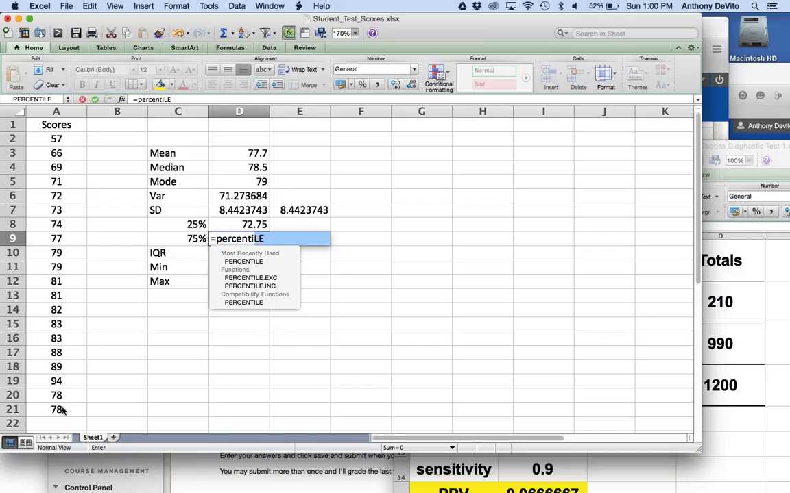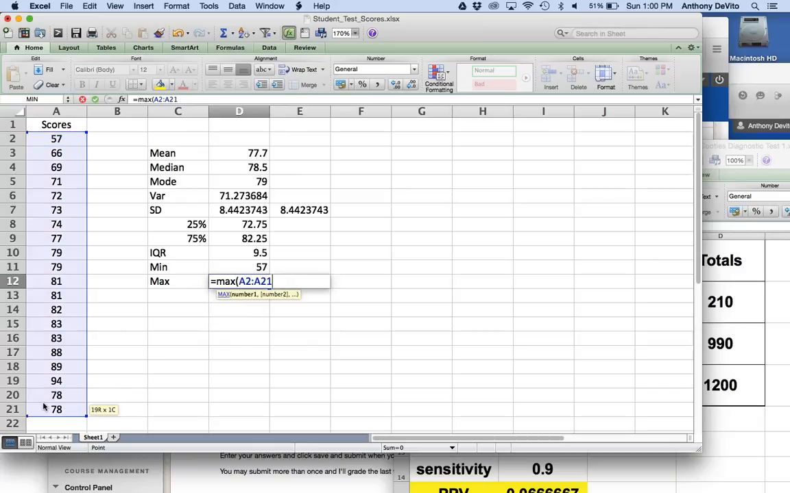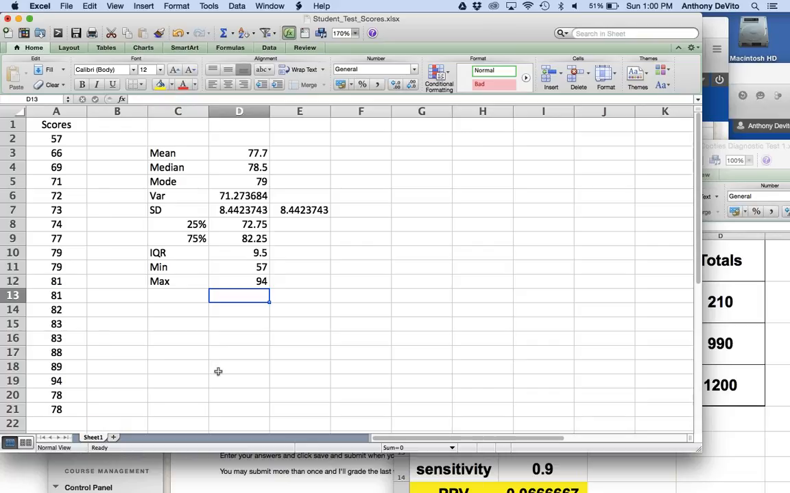Okay, and the 75th percentile is going to be the same deal. Percentile. Okay, and I'm going to give the array, comma, 0.75. Okay, and the interquartile range is going to be the difference between these two, that minus that. And the minimum, we have a function for minimum. And we have a function for max. See how quickly you can go through this stuff? Once you get comfortable with SPSS and Excel, this stuff will just fly for you. And that's really the thing that you need. You need some practice working with this stuff.